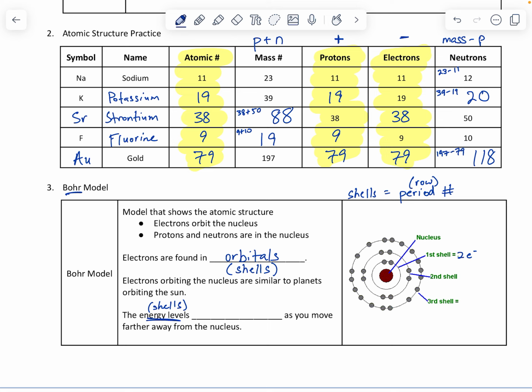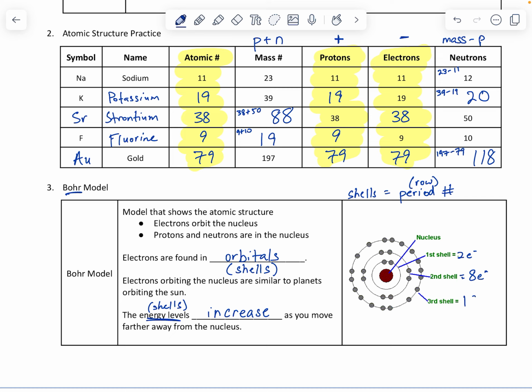And so the further we go down the periodic table, the more energy levels that exist, because the more electrons we have to fit. And so the energy levels then therefore increase as we move further away from the nucleus, as you can kind of see with this example here. So similar to before, there are 8 electrons that can fit in the second shell always.